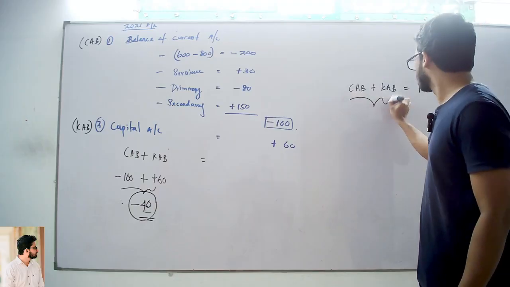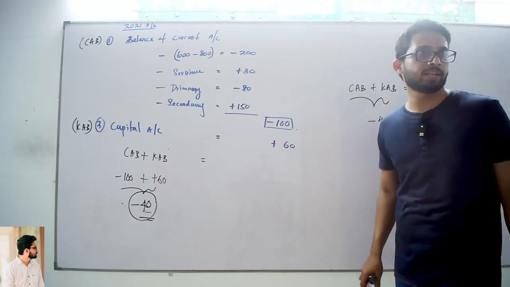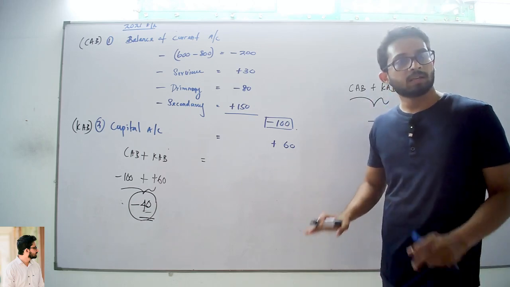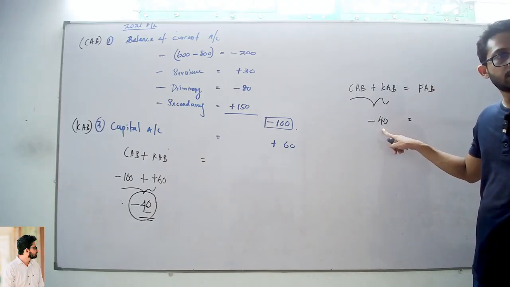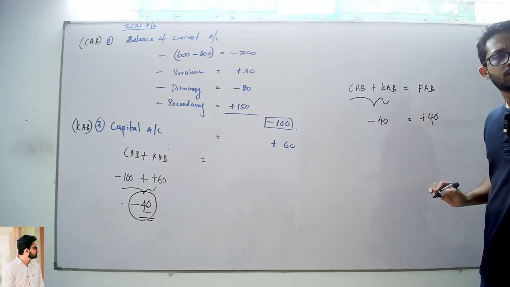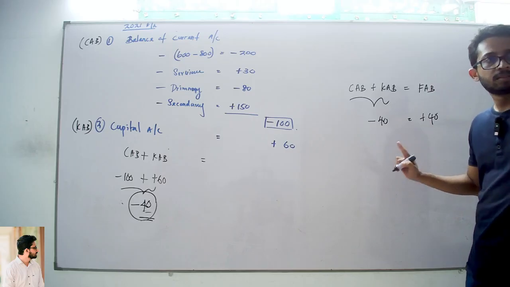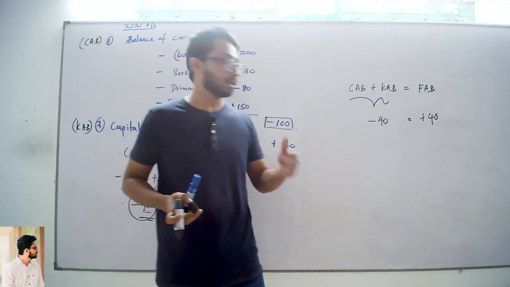Right? Here minus 40. Then forget the net errors and omissions. Theoretically, if this is minus 40, this should be plus 40, not minus. As I told you, the other way, the opposite way. It should be equal and opposite.